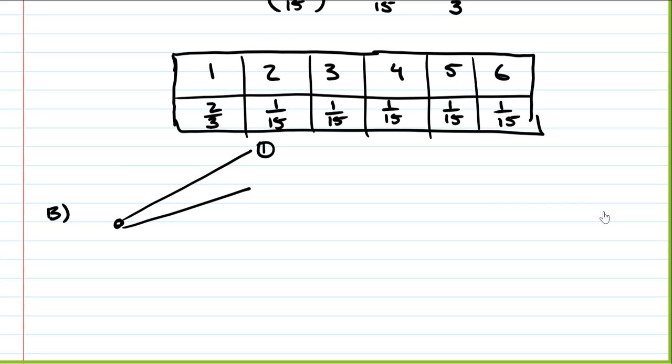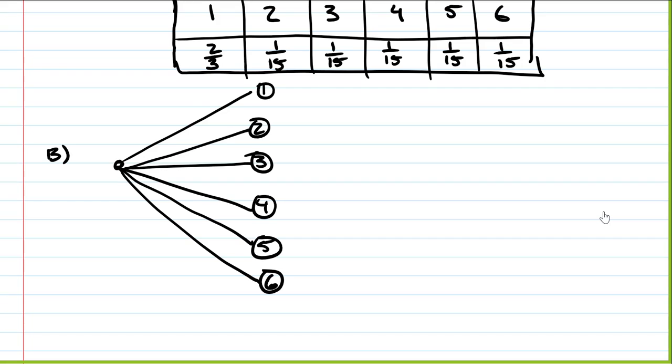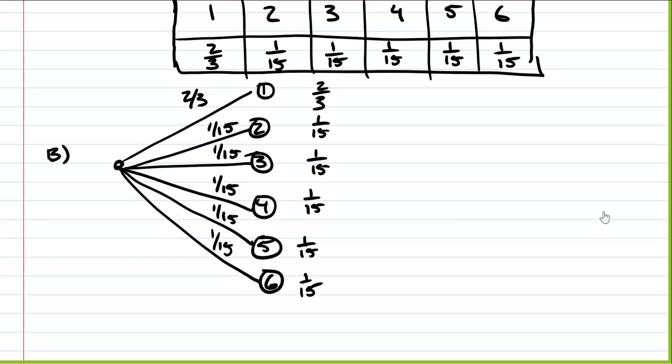So we can roll a 1, roll a 2, roll a 3, roll a 4, we can roll a 5, and we can roll a 6. And our probabilities are 2/3, and then the rest are 1/15. So this one's pretty easy then. All of them are just the probabilities. 2/3, 1/15, 1/15, 1/15, 1/15, and 1/15.